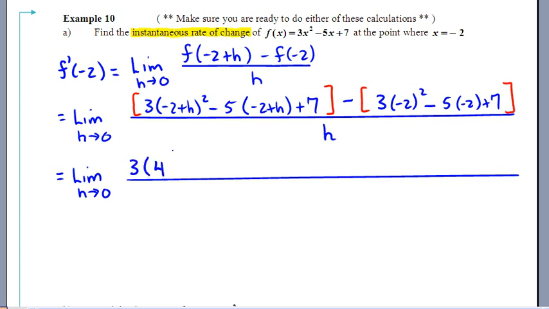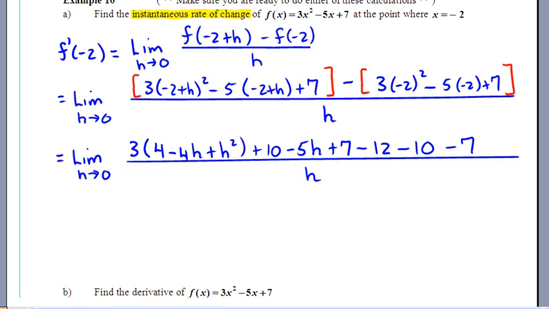I'm going to have a 4, then multiplying and doubling, minus 4h, squaring, h squared. There's going to be a 10. There's going to be a minus 5h. There'll be a 7. And there's going to be a minus 12. And then there'll be lots of negatives here. Minus 10. Oh, plus 10. Oh, minus 10. Triple negative. And then finally minus 7. All sitting on top of h.